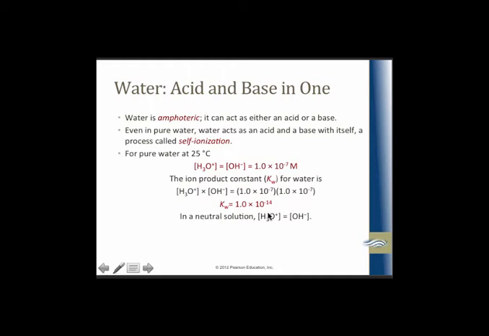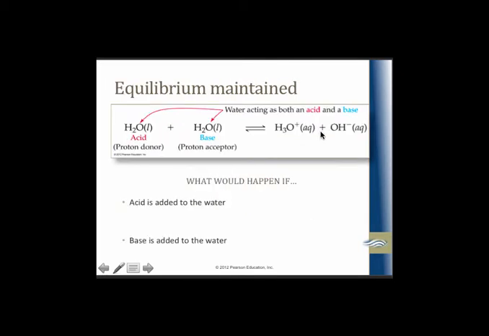This is the basis for the pH system being on a scale of 1 to 14. The 14 is this exponent. It's also the basis for pH 7 being neutral. That's when the H3O plus is 10 to the minus 7. We have an equilibrium sustained.